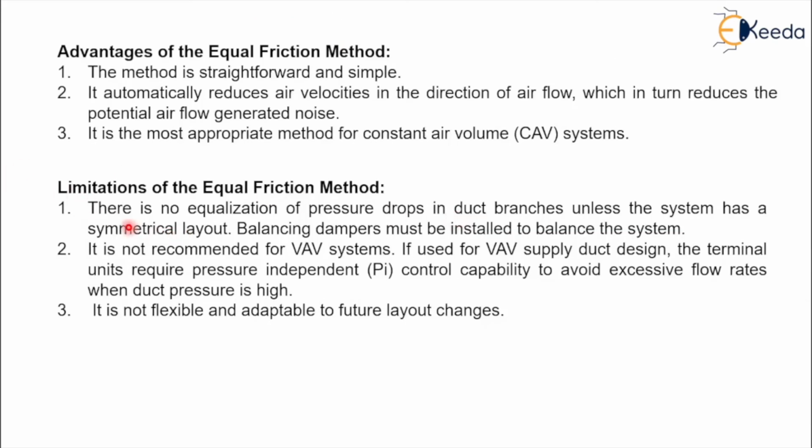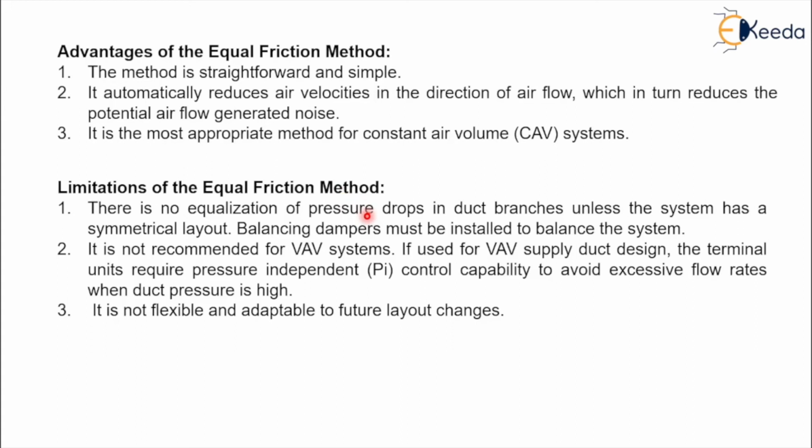Now, there is no equalization of pressure drop in the duct branches unless the system has a symmetrical layout. I have already told that the equalization of pressure drop will be very difficult, because it is very difficult to design a system which has a symmetrical layout. Okay, because a symmetrical layout is an ideal situation, and at any cost we cannot achieve the symmetrical layout. So equalization of pressure drop we cannot achieve in this system.